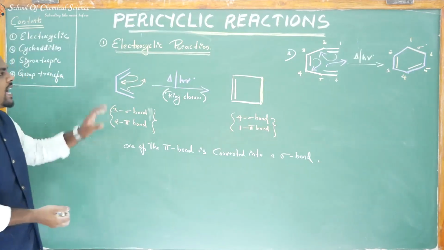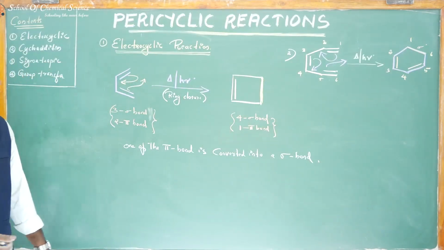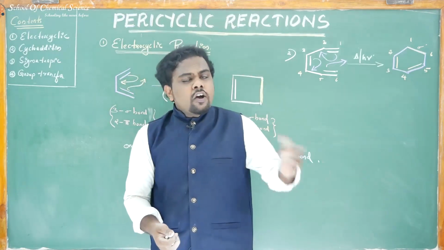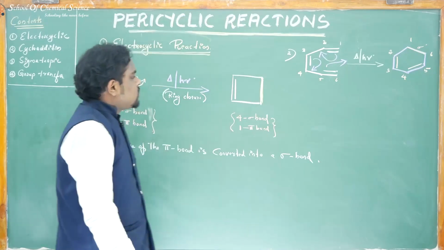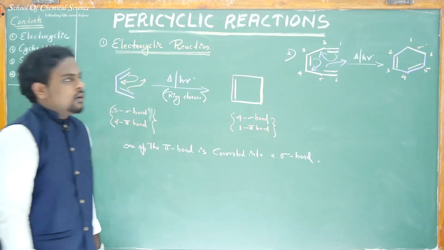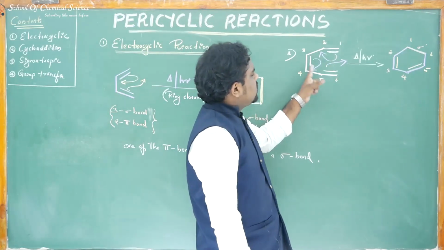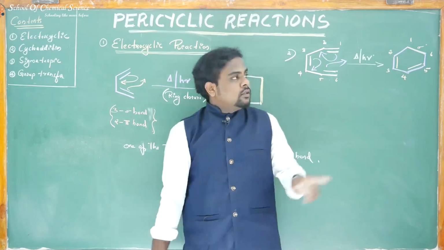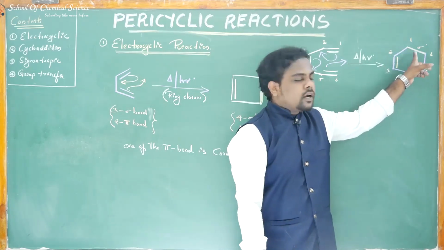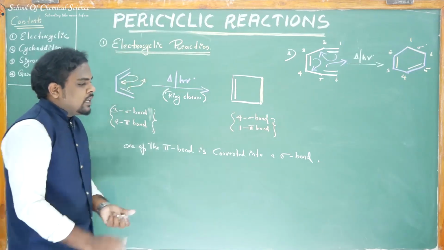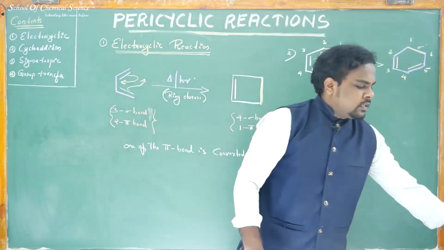So these types of reactions are called electrocyclic reactions, and this is electrocyclic ring closure. Ring opening we will study later. So in electrocyclic reaction, one of the pi bonds is converted to a sigma bond. Here 3 pi bonds are there, but in the product there are only 2 pi bonds. The remaining 1 pi bond is converted into a new sigma bond. So these types of reactions are called electrocyclic reactions.